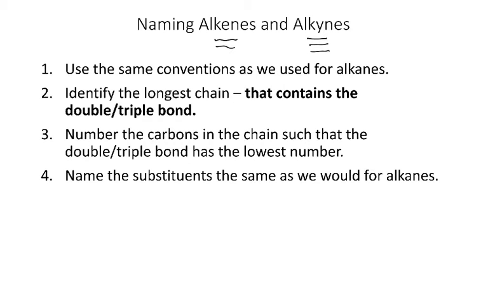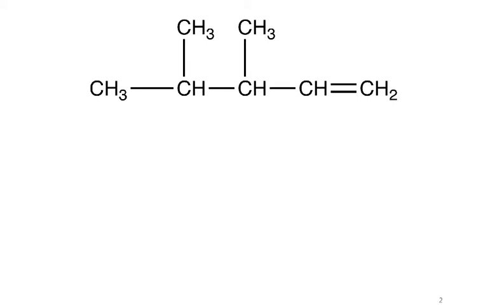Once we've determined the longest chain and decided which end we're going to number it from, then we just name the substituents as we would for alkanes. So let's look at a couple examples.